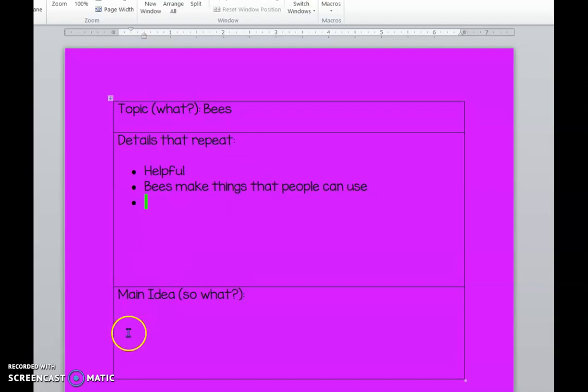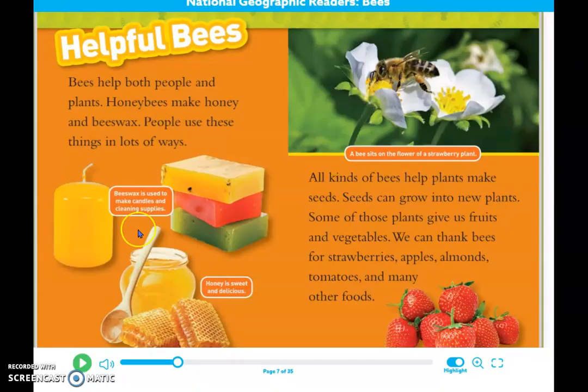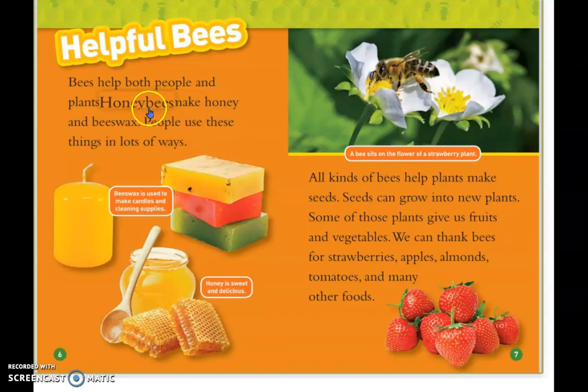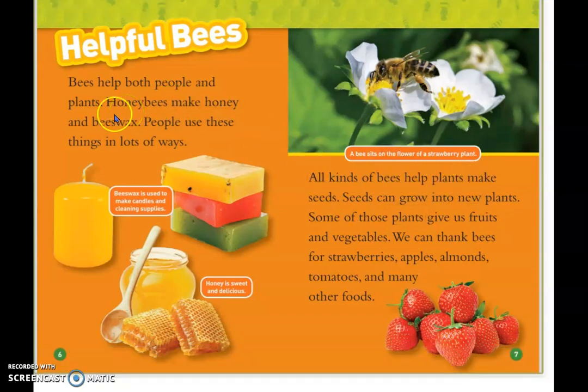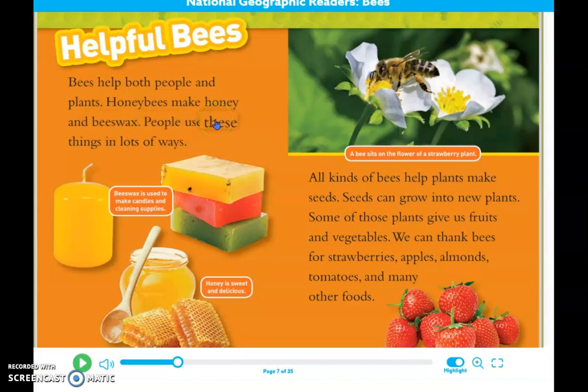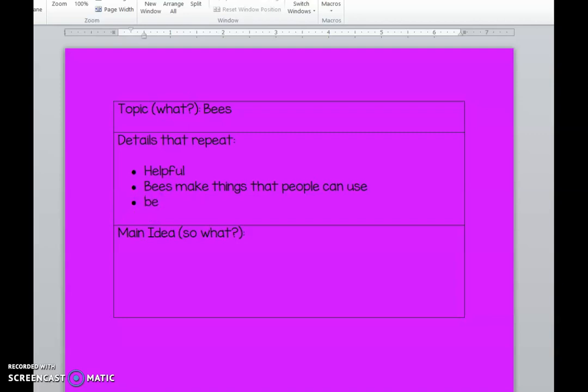Let's look back at the text. All kinds of bees help plants make seeds. Oh, there's that word help again. And they help plants make something just like bees help people make things. So I want to add that detail as well. Bees help plants make seeds.